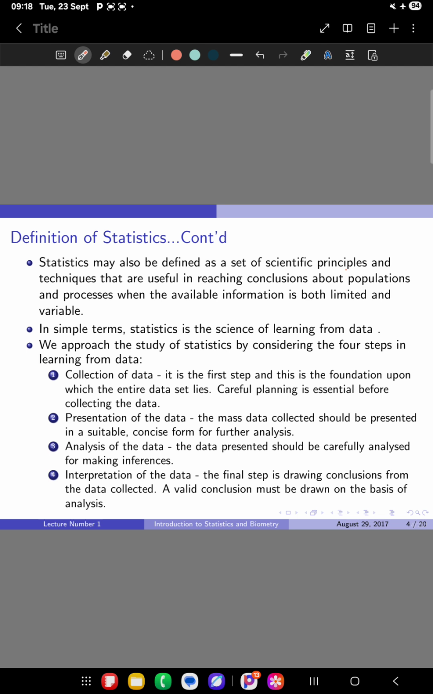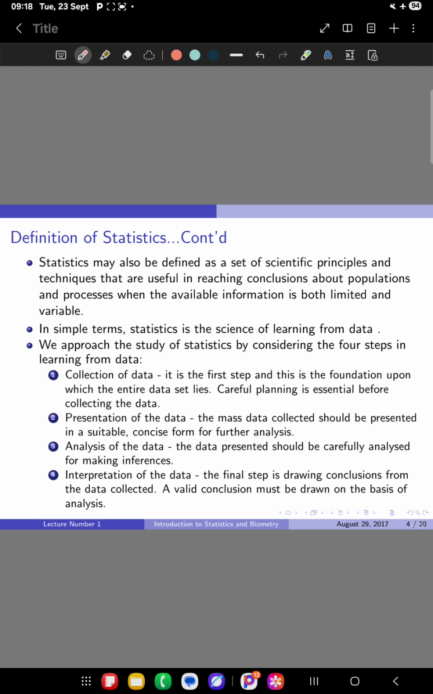Very important. Number 1, you have the collection of the data, right? You have to apply certain scientific methods for you to collect that data from the population. You always collect data from the population of your interest. Very soon we'll introduce something that will be called a target population and a study population, and you'll see the difference. So from that population, you collect the data. That is the first step, and this is the foundation upon which the entire data set lies.